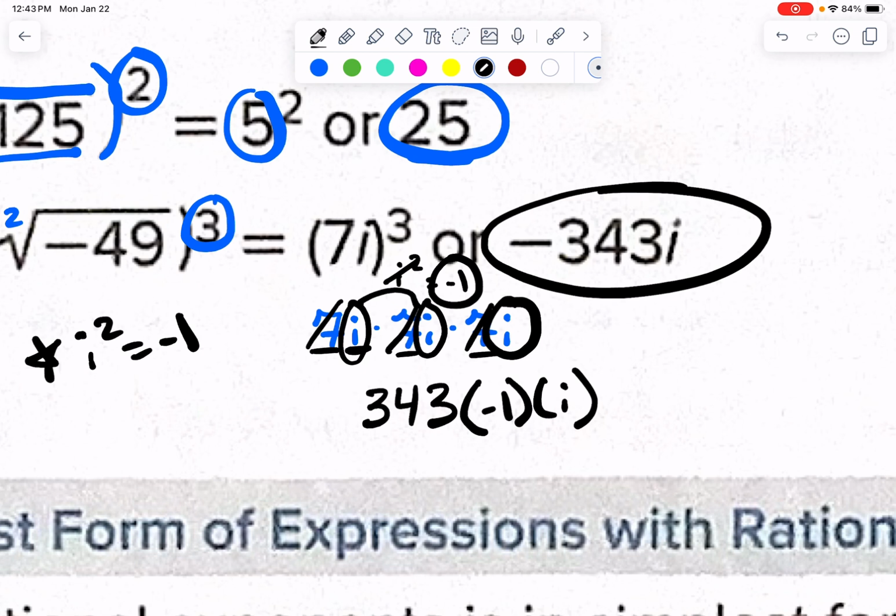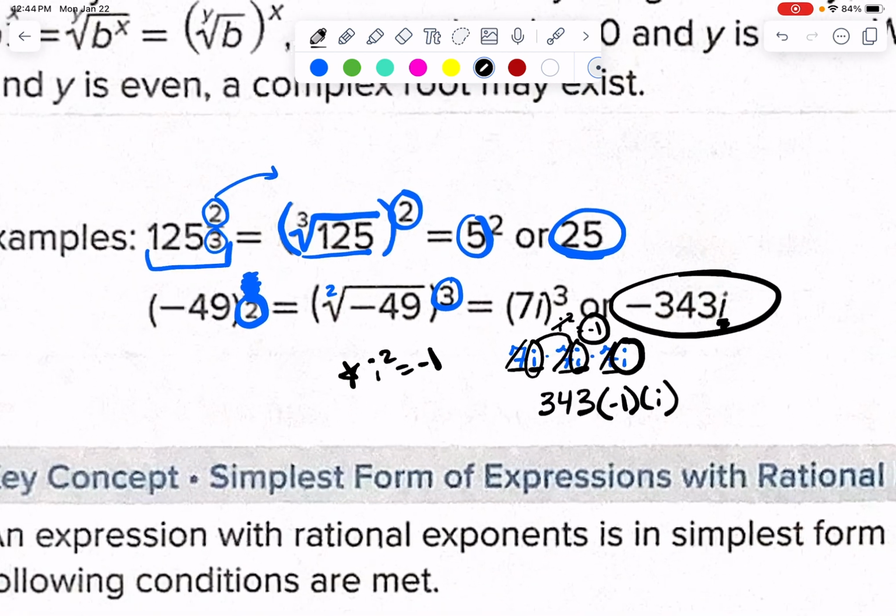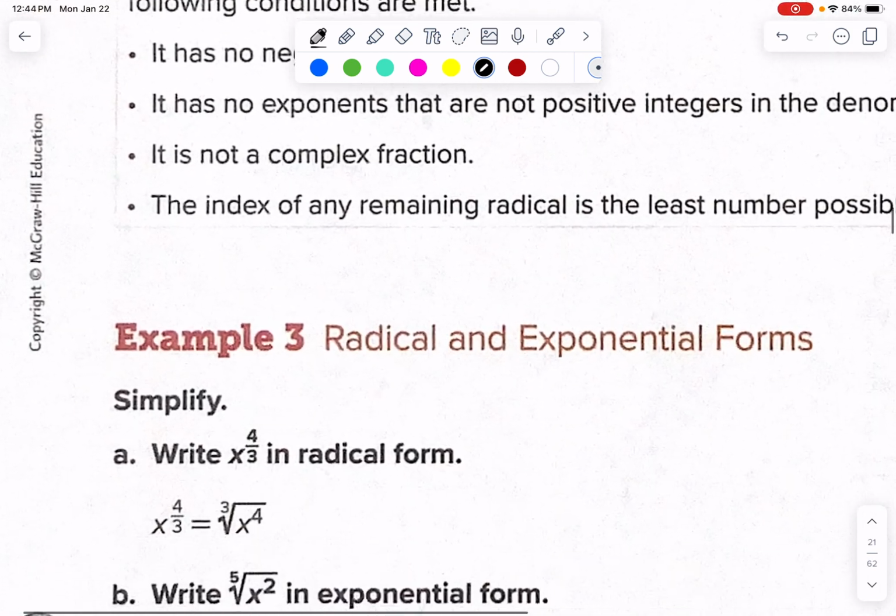So we have 2 i's, which make just a negative, and then the extra i hanging off the end is just this guy right here. Okay, so that was a little bit more confusing. Let's go and do this one.